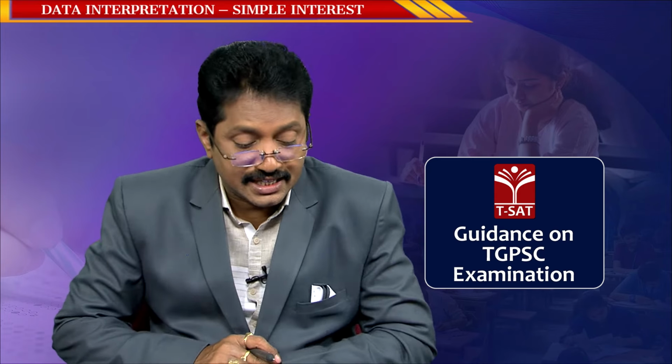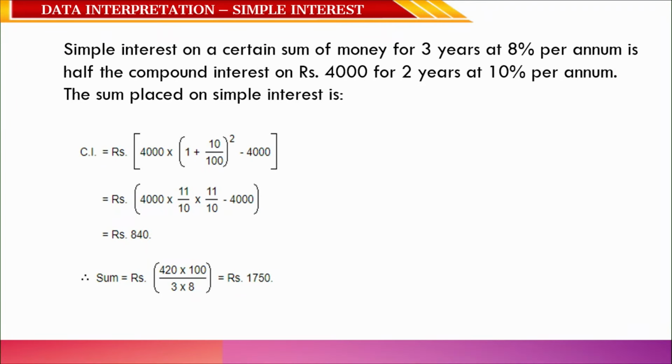The simple interest on a certain sum of money for 3 years at 8% per annum is half of the compound interest on 4,000 rupees for 2 years at 10% per annum, then the sum placed on simple interest is. The simple interest on a certain sum of money for 3 years at 8% per annum is given.